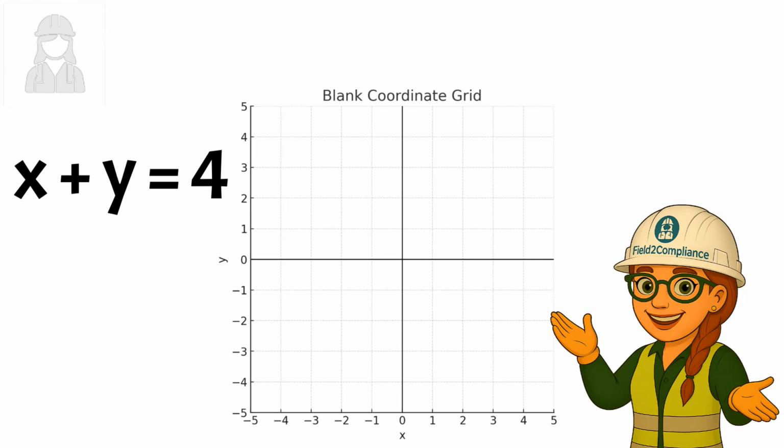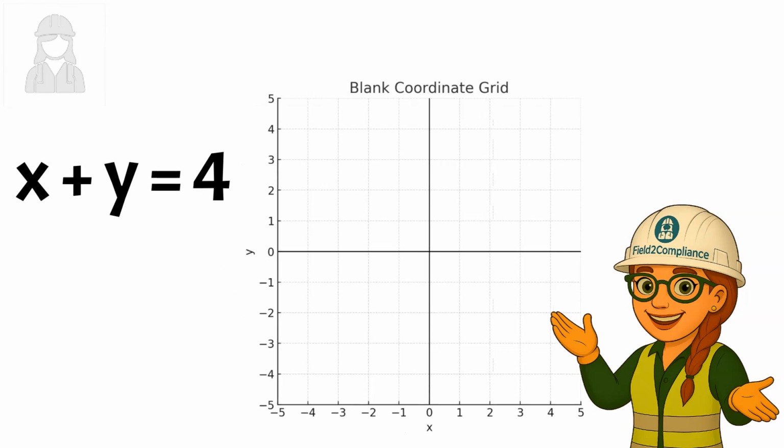The coordinate plane is just two number lines that cross at zero. The horizontal one is the x-axis and the vertical one is the y-axis. Any point can be named with two numbers written as parentheses x, comma, y, close parentheses.